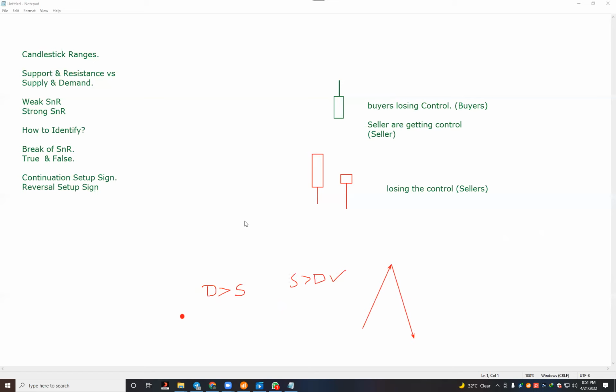Which point is there where supply increases more than the demand? Tell me, is this the point where the supply is greater than demand? Am I right? Is it correct?